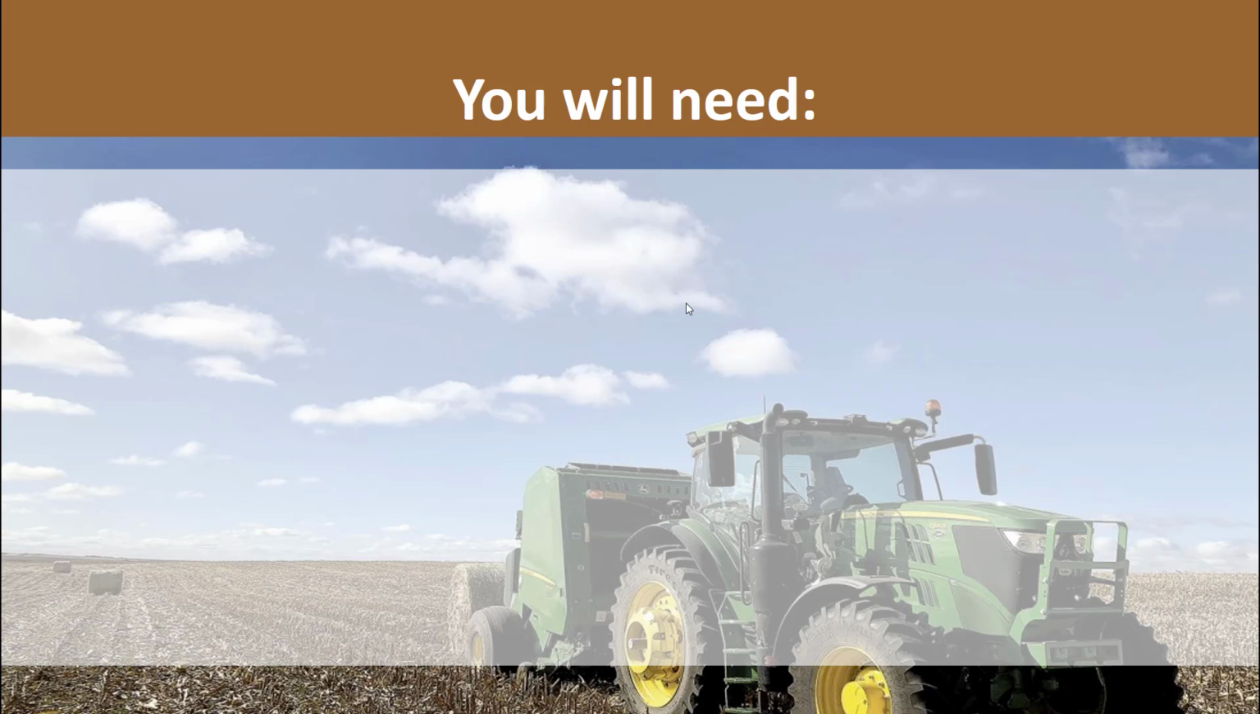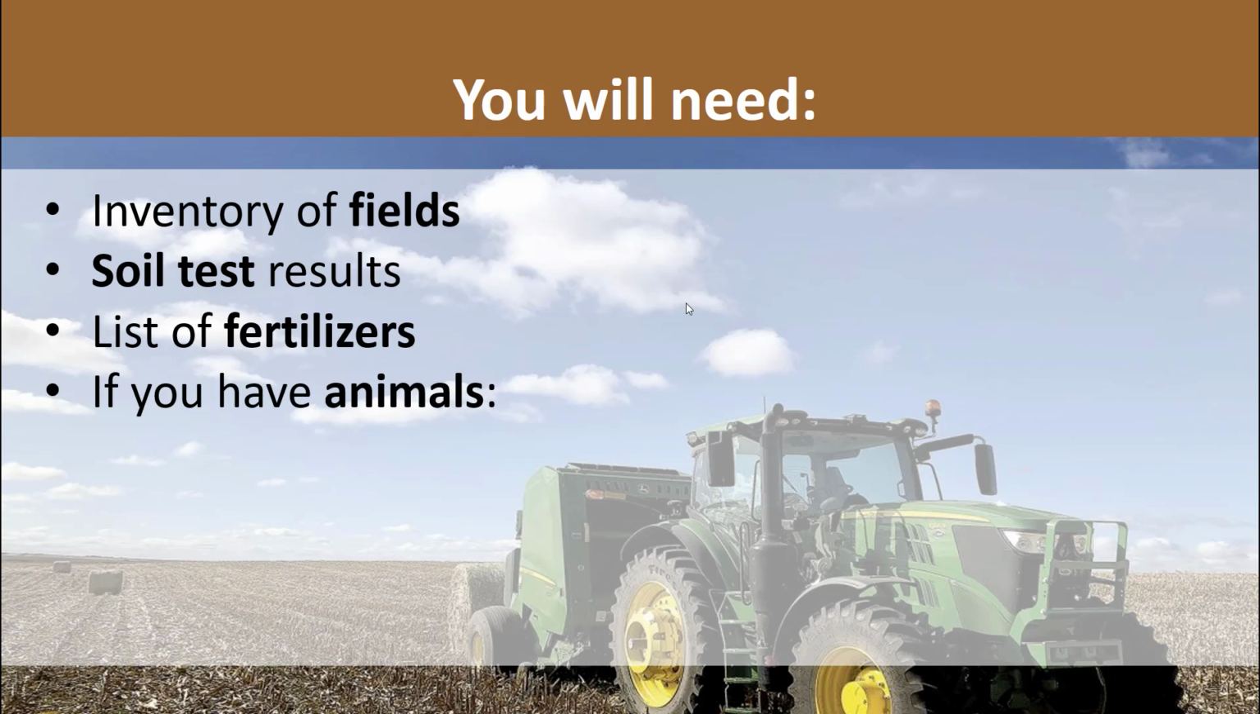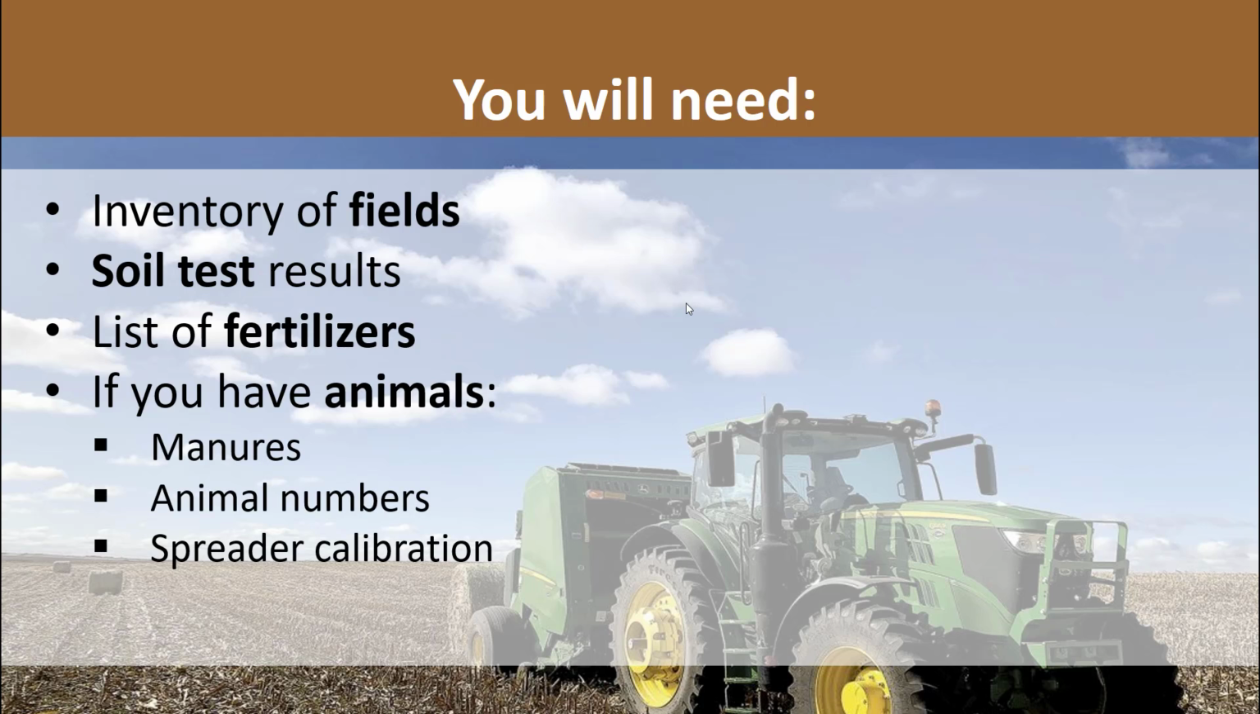Before we begin, let's take a minute to review the importance of having your farm information ready before you start. Having an inventory of your fields, soil test results, fertilizers, and if you have animals, manures, animal numbers, spreader calibration, and manure storage size all in one place can really help make setting up your farm in SnapPlus, well, a snap.